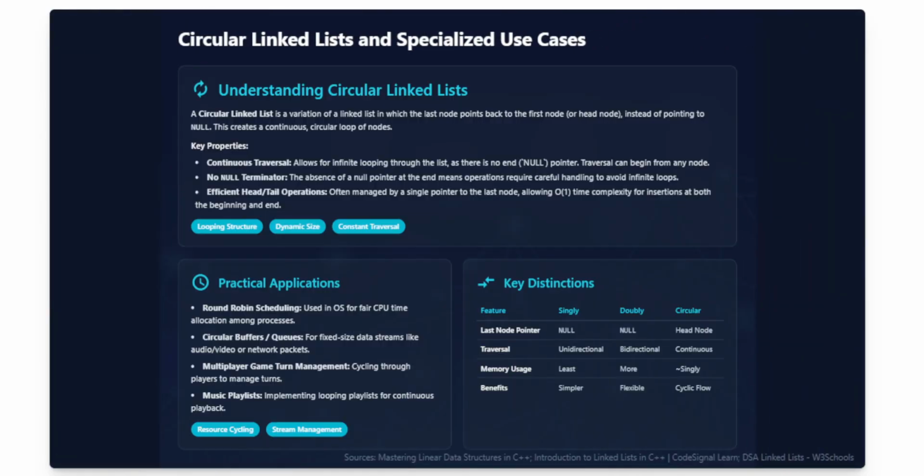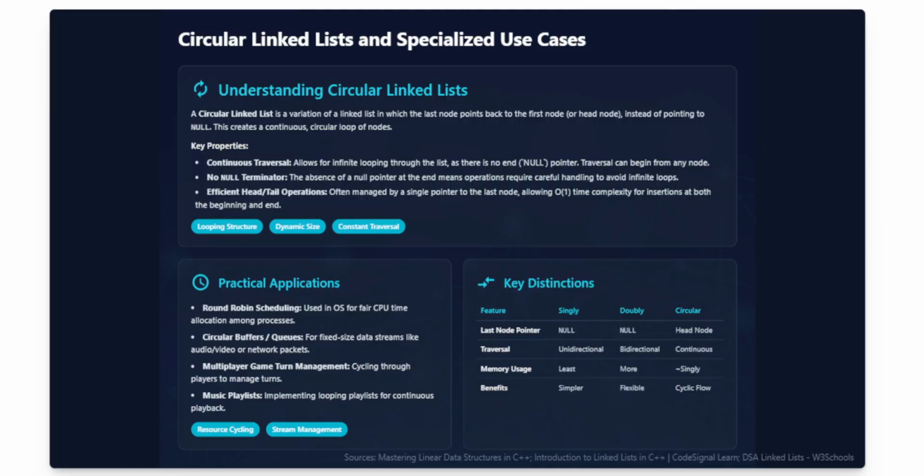Circular linked lists represent a unique variation where the last node points back to the first node instead of null, creating a continuous loop structure. This design enables infinite traversal through the list and eliminates traditional endpoints.